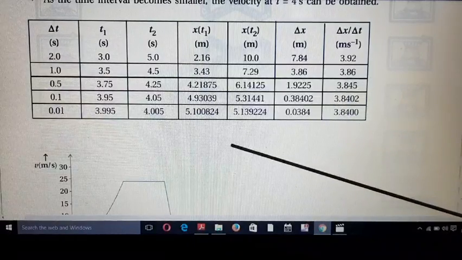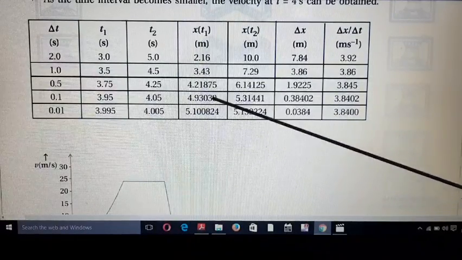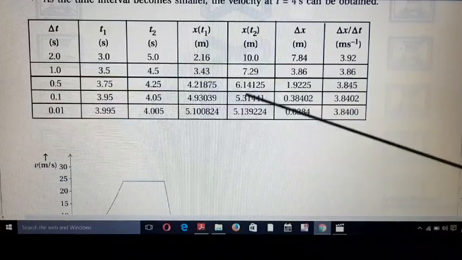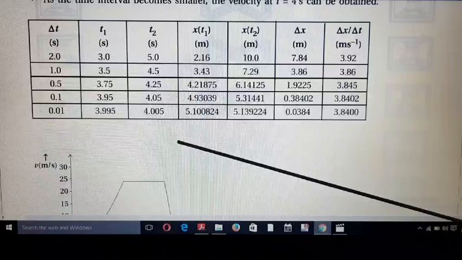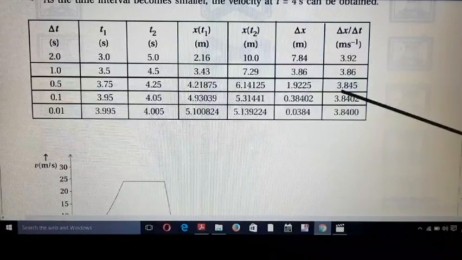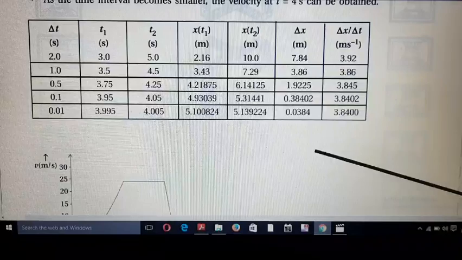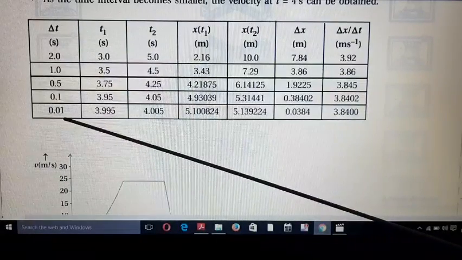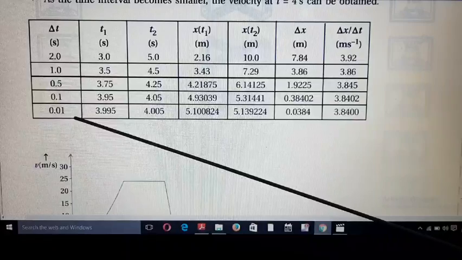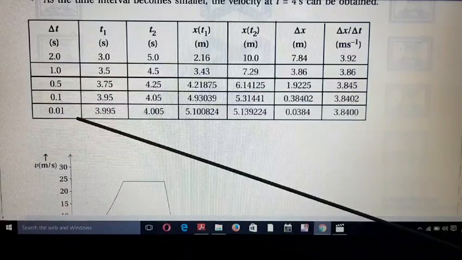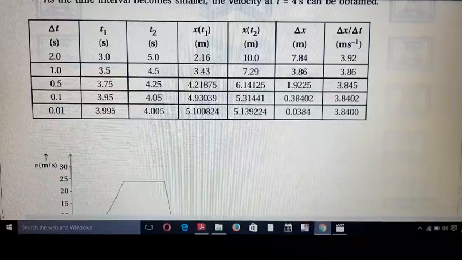In the same way, now we have the respective time and distance both available, so we can find delta x upon delta t. Here the time interval is nearly 0 but not 0. So we can calculate the instantaneous velocity of any vehicle.